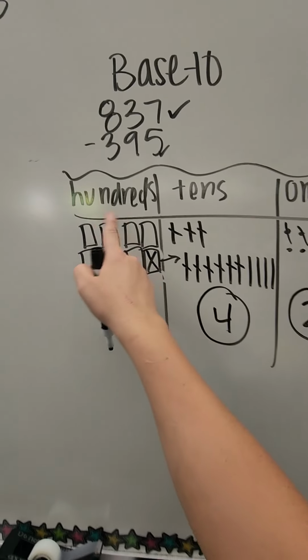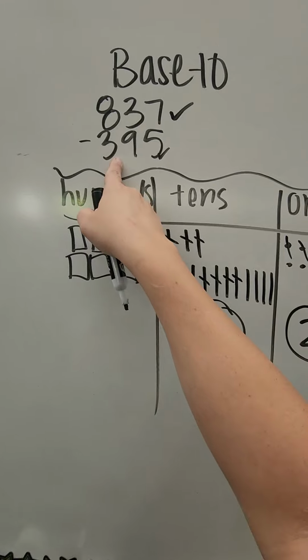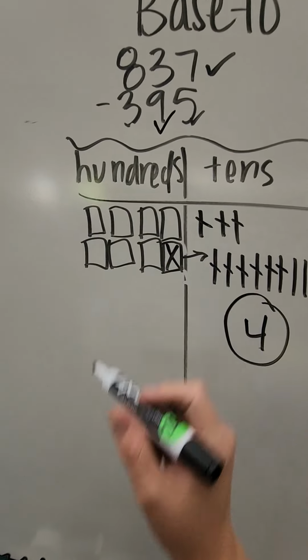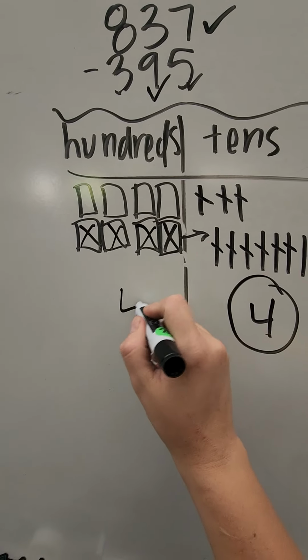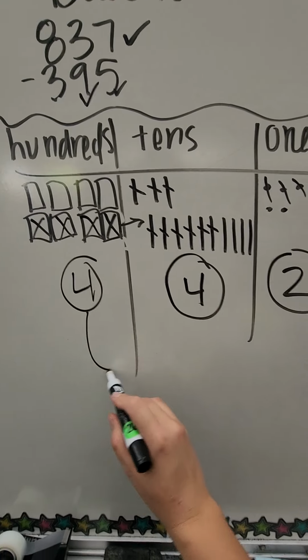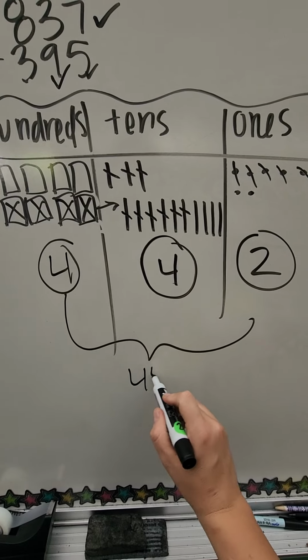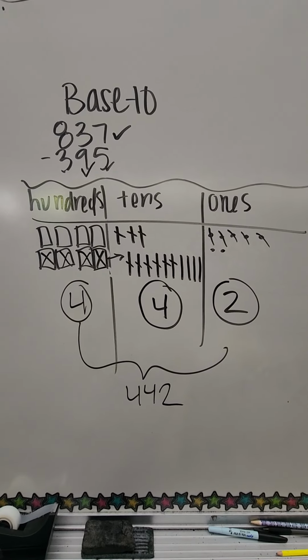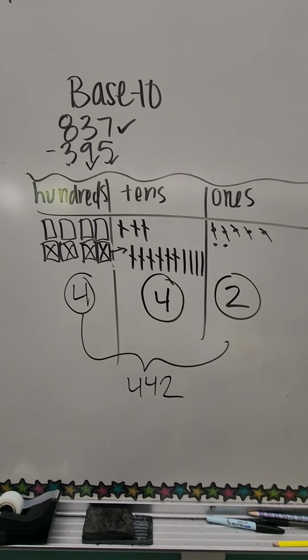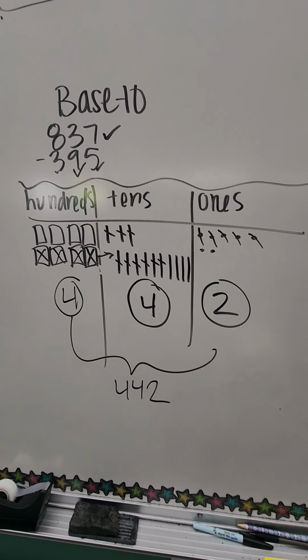Then I've got my hundreds, and I'm going to subtract 3 hundreds from that. So 1, 2, 3, and I am left with 4. So my answer is 442. All right, I know I went super fast, so if you need to replay that, go ahead. If you need to pause it at certain points, go ahead.